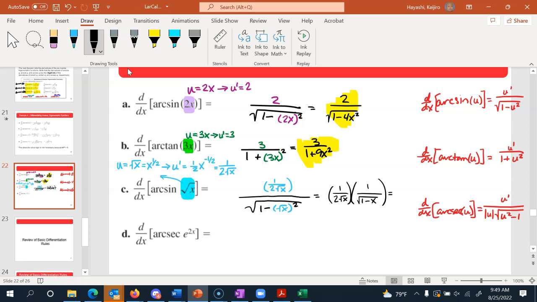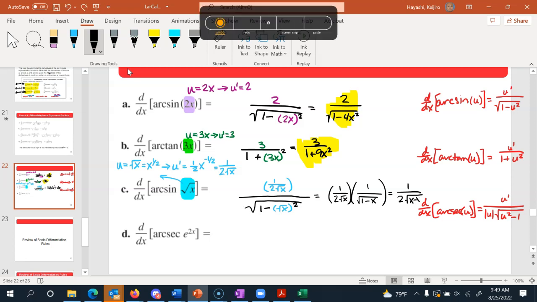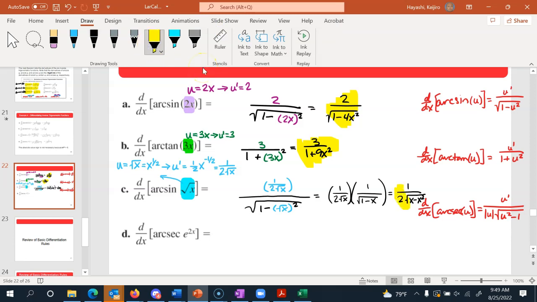And if you wanted, you could then multiply these two fractions together, get yourself 1 over 2, and since these are both under square roots, you can combine them, just multiply them underneath that square root, and you end up with x minus x squared. Kind of a mess, but that's how it is when you involve square roots as pure u, as your inside function.